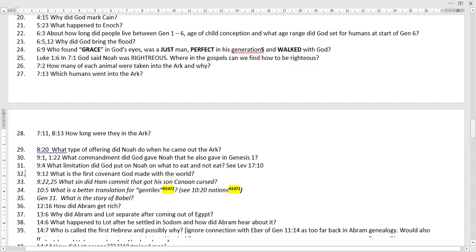Question 32. What is the first covenant God made with the world? This is the same as Noah, chapter 9, and it reads, and God said, this is the token of the covenant which I make between me and you and every living creature that is with you for perpetual generations. And we see the rainbow, basically, if you were to carry on reading.